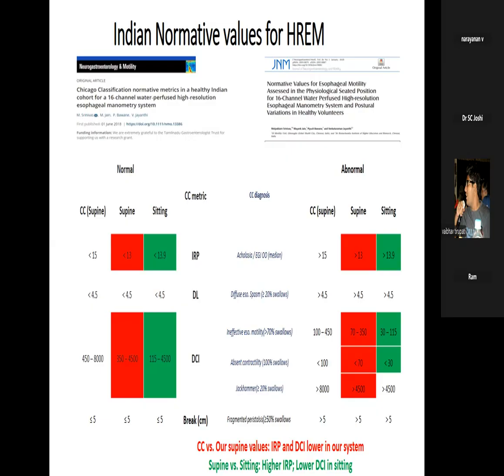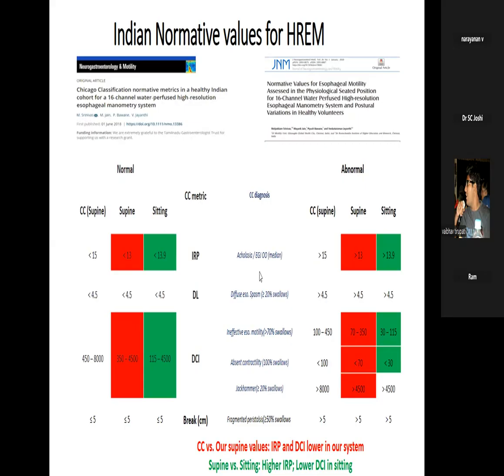So therefore, the DCI in sitting posture is lesser compared to supine, whereas the IRP is a little higher because the LES figures that there is a lot of liquid coming, so it lets it go a little slower. So that is why we got these differences. And this is by and large similar to what is being found in the literature in other studies.